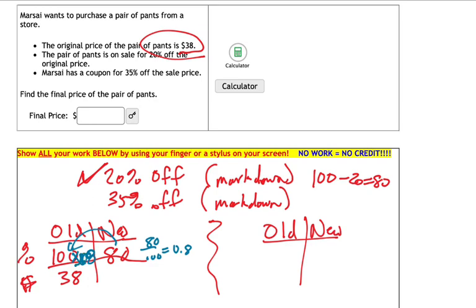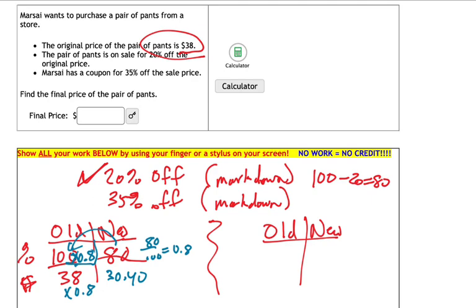So we're multiplying by 0.8. Let me try that again here. Times 0.8. There we go. And so that means we're going to have to multiply 38 by 0.8. And that is $30.40. So $30.40 is the price of the pants after the 20% off sale.